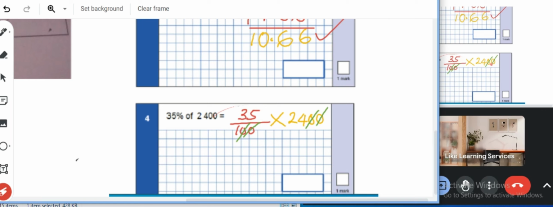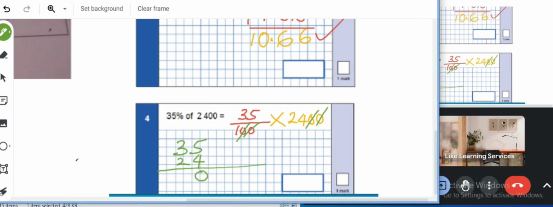35 over 1 times 24. 1 is nothing, it's simply 35 times 24. Then you can say over 1 later. 35 times 24. So let's do 35 times 24 and see what it gives us. 35 times 24. What did you get?